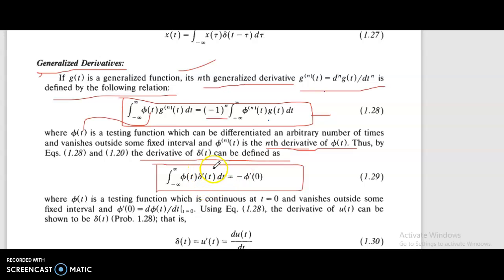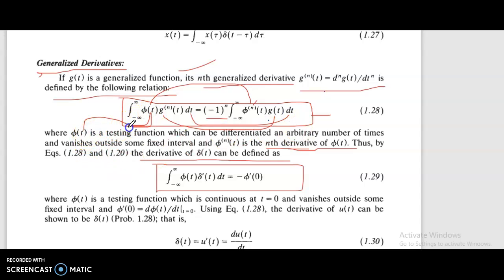delta'(t) dt equals minus phi'(0). We already have seen this equation. Phi(t) here is the nth derivative, that's why n comes here, and g^(n) is generalized, that's why g(t), g^(n)(t) comes here, and g(t) dt comes the same.